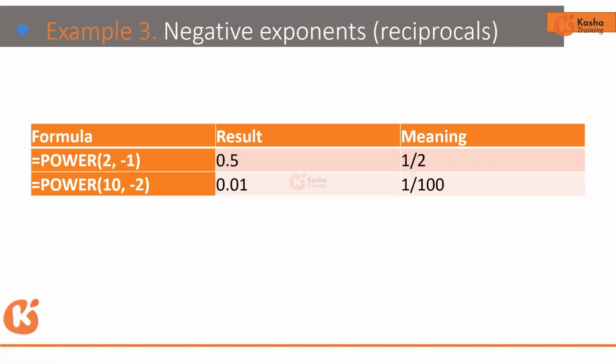Then there are negative exponents. Let's see how we find this. You have power 2, minus 1, which means 1 divided by 2, so it is 0.5 as a result. Another example is power 10, minus 2, so it is 1 divided by 100, and the result is 0.01.